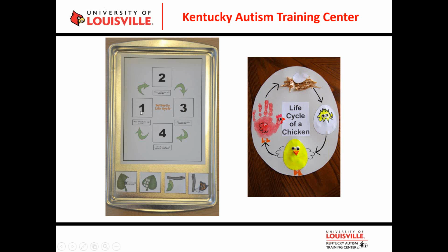They would have to know, you know, number 1 is the egg. They'd have to already know that. So it might be an independent workstation if they were at that level, and if they weren't, then this would be a teacher workstation. This would just go into a basket.